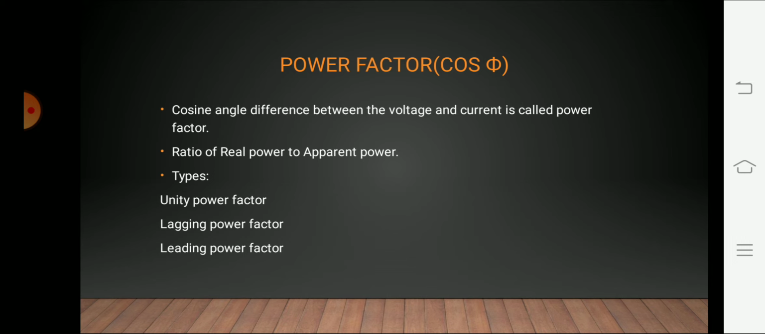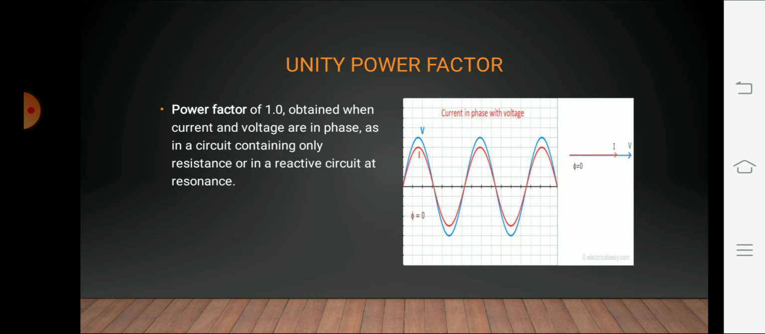Next one is the power factor. Power factor is nothing but the cosine of the angle difference between the voltage and current. It is also called the ratio of real power to apparent power. The three types of power factors are unity power factor, lagging power factor, and leading power factor.